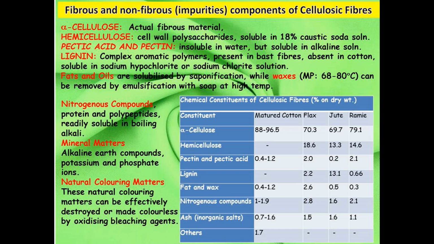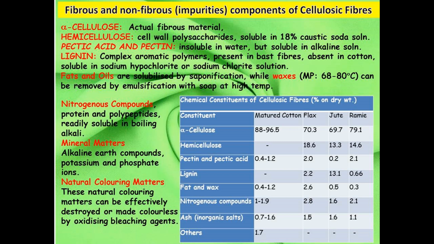Ramie. Fats and waxes 0.4 to 1.2% in cotton, 2.6% in flax, 0.5% in jute and 0.3% in ramie. Nitrogenous compound 1 to 1.9% in cotton, 2.8% in flax, 1.6% in jute, 2.1% in ramie.